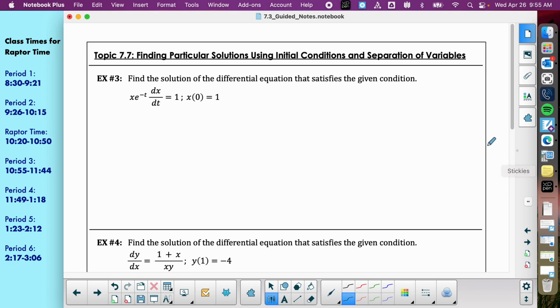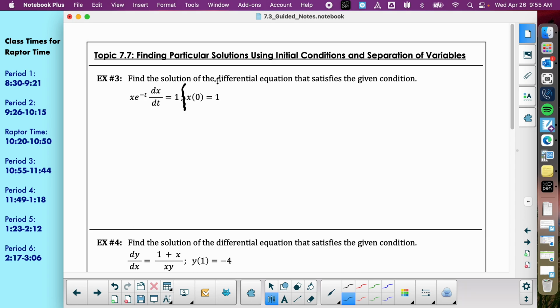Let's try this top one then. What I would like you guys to do is integrate this, or find the general solution on your own, and then we will talk about what this says afterwards. So just find the answer that says plus C. See if you can do that on your own.